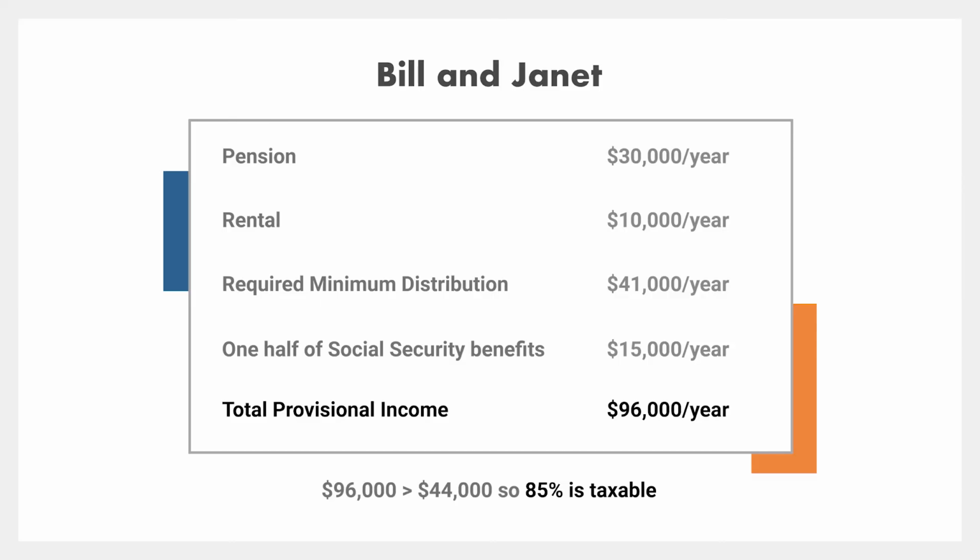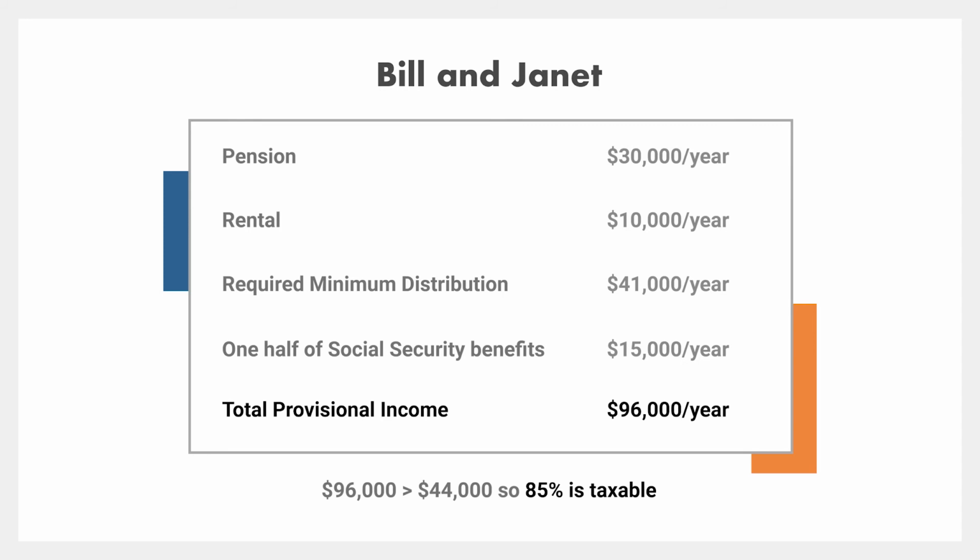As you know, I love to relate this back to an example so we can really internalize what this means for us. So let's go back to the example of Bill and Janet that we introduced earlier on in this course. You can see here that we've captured Bill and Janet's provisional income starting at their age 70 and a half, their RMD years. They had income of $30,000 from their pension, $10,000 from their rental income, and $41,000 from their required minimum distribution. That's their MAGI.